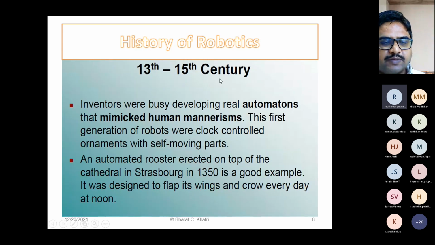Then between the 13th century and the 15th century, some inventors were busy developing real automations that mimic human mannerisms. The first generation of robots were clock-controlled ornaments with self-moving parts. Also, they had automated roosters that could flap their wings and crow every day at noon. These are things they did in the 13th to 15th century.